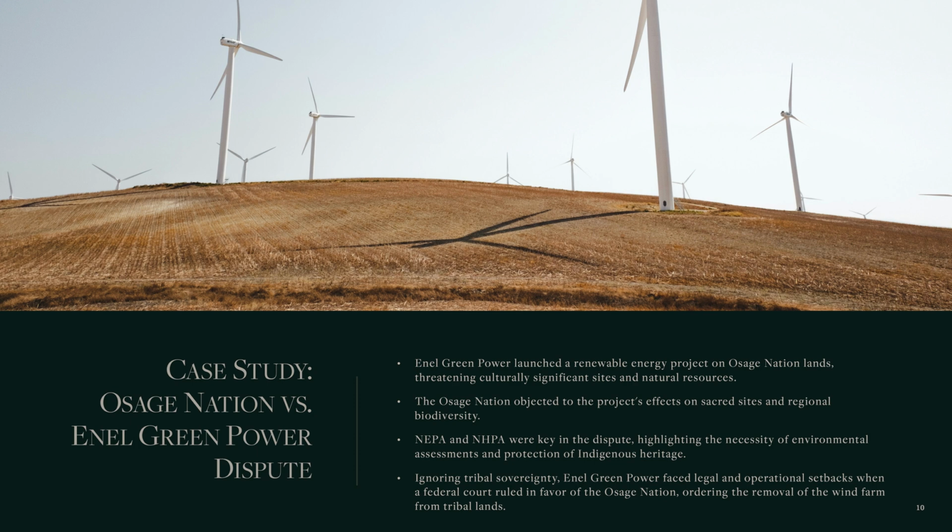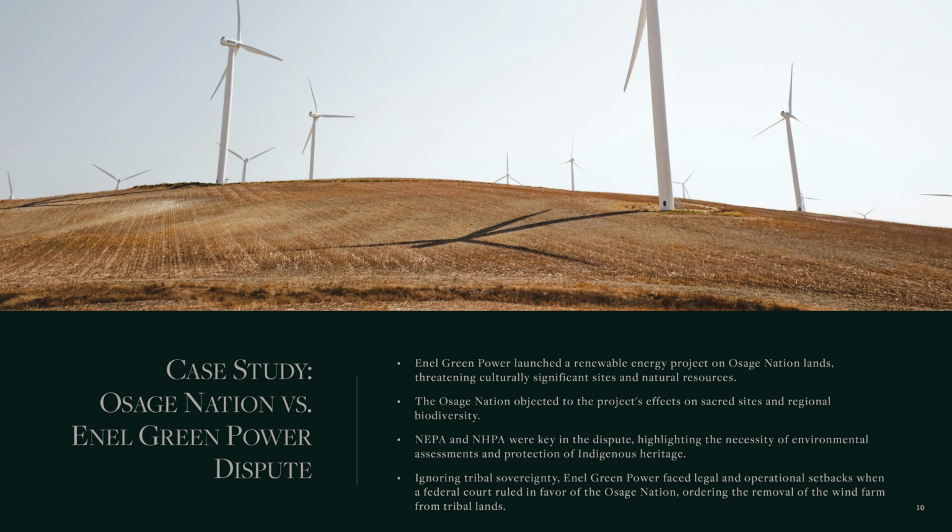The dispute arose when Enel Green Power, an Italian energy company, constructed wind turbines on land within Osage Nation's reservation in Oklahoma without obtaining the tribe's free, prior, and informed consent. The Osage Nation, whose members have a deep spiritual and cultural connection to their land, argued that the construction of the wind turbines infringed on their sovereignty and disrupted sacred sites. The tribe also raised concerns about the environmental impacts of the project, including potential effects on wildlife and natural resources that are vital to their cultural practices.